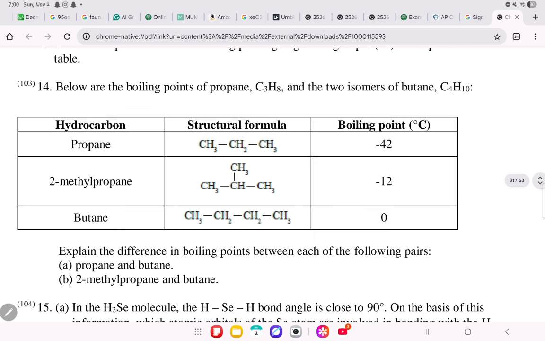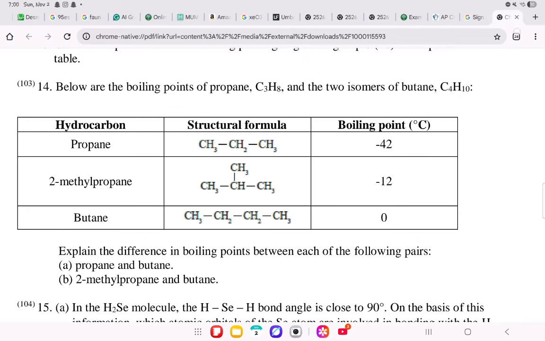Anyways, question number 14, what does it say? Below are the boiling points of propane, C3H8, and the two isomers of butane, C4H10. Okay? They said explain the difference in boiling points between each of the following pairs, propane and butane.